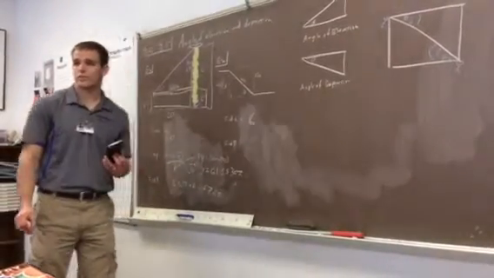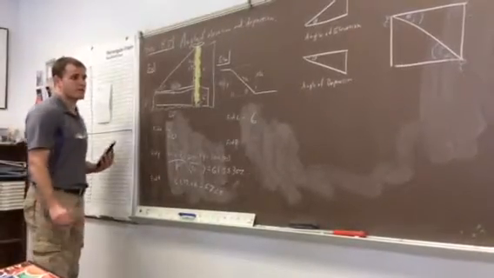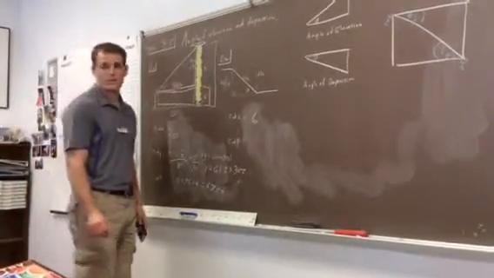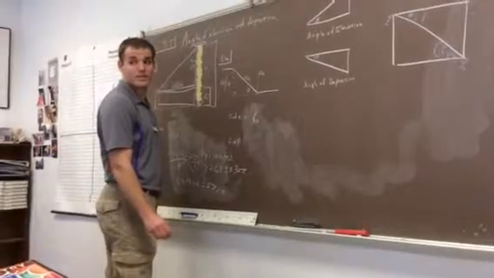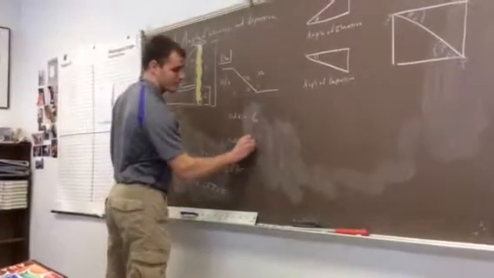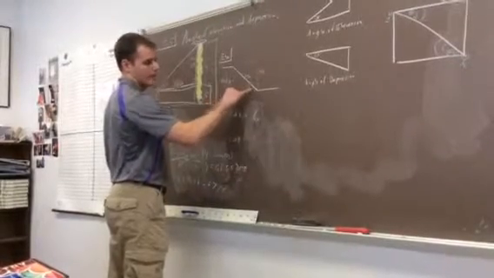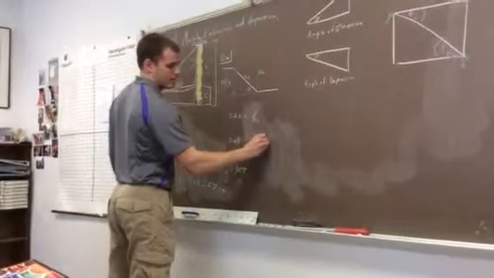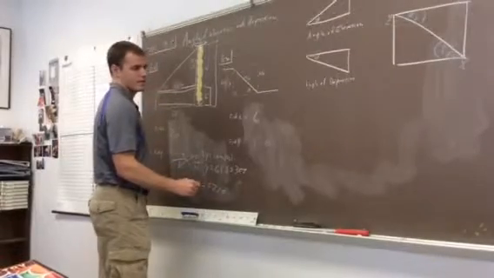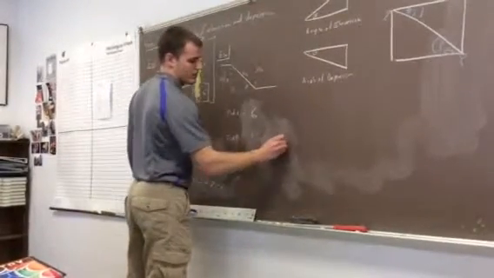Three, 2, 1, my turn. It says sine. Would it be sine of 90, or is it theta? The sine of theta equals 6 over 31.